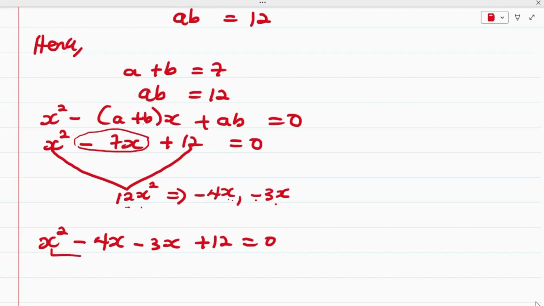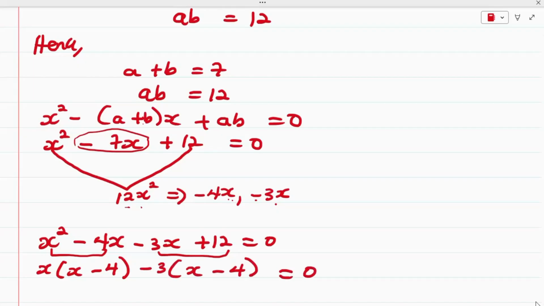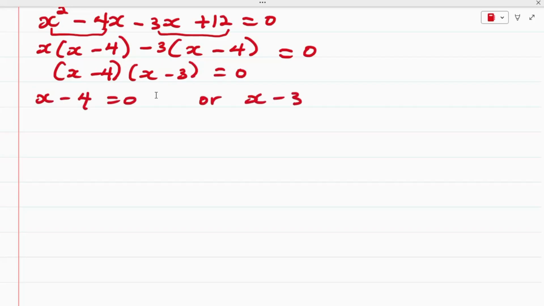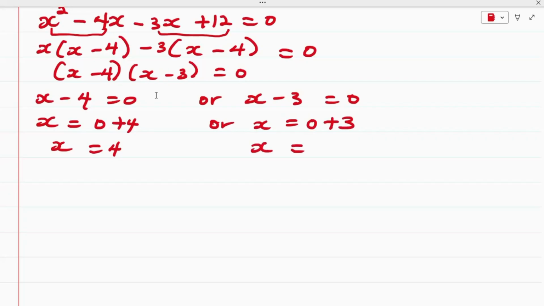Factoring out x from the first two terms, we have x times x minus 4. If you factor out the common term from the others, we have minus 3 into x minus 4, and this is equal to 0. So from here we have x minus 4 times x minus 3 is equal to 0. So x minus 4 is equal to 0, or x minus 3 is equal to 0. x is equal to 0 plus 4, so x is equal to 4, or x is equal to 0 plus 3, so x is equal to 3. So from here we know that a is equal to 4 and b is equal to 3.